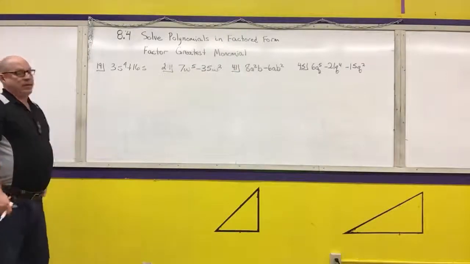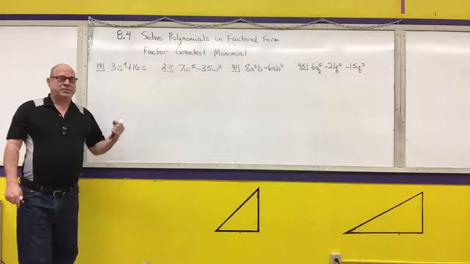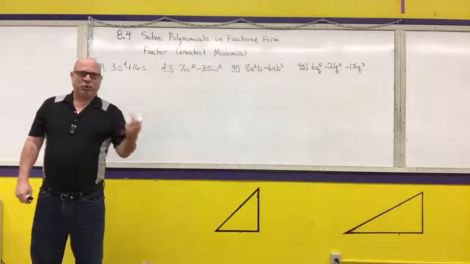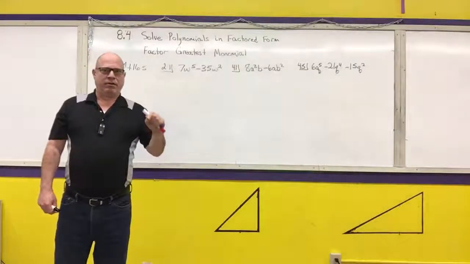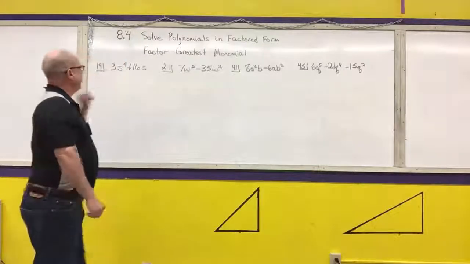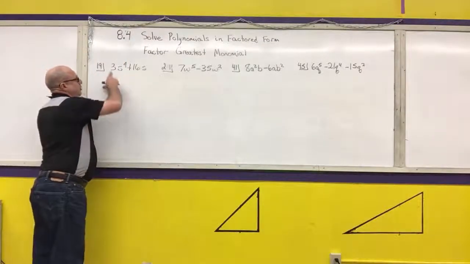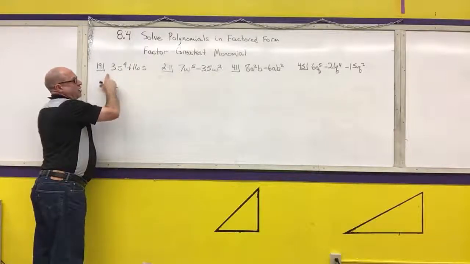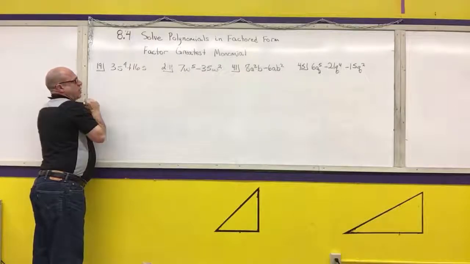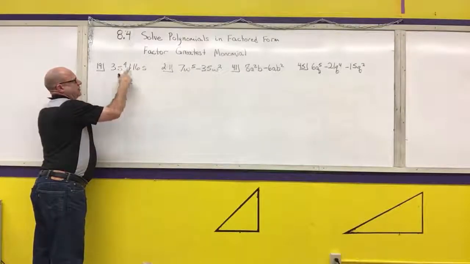First one is 19. So every one of these problems, I'm going to ask myself the same questions. What is the greatest common factor of the numbers? And what is the lowest power of each variable that appears? So what's the greatest common factor between 3 and 16? They have no common factors except for 1. And then what's the lowest power of the variables? Well, I have s to the 4th and s, so it would just be an s.